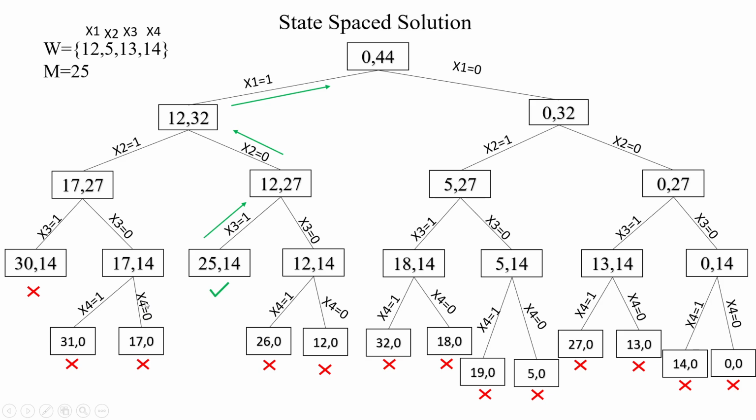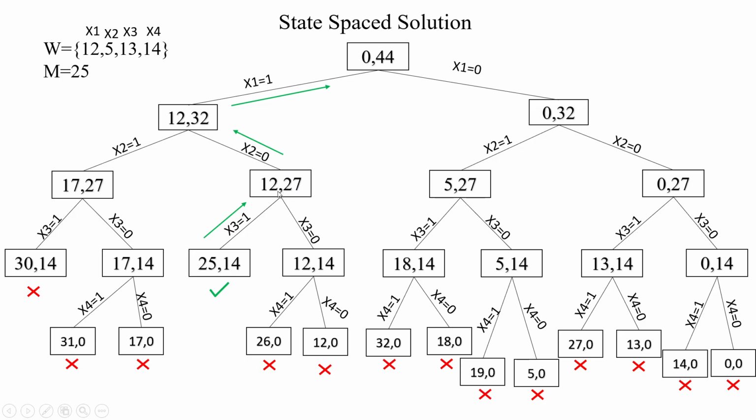We will try by not including the fourth weight. We had tried by not including the third weight and we will reach here. Now we will try by not including the second weight, which is 5. Then the sum will remain 12 only and the 5 will be removed from the 32, then it will become 27. At this node we will see by including the third weight, which is 13.